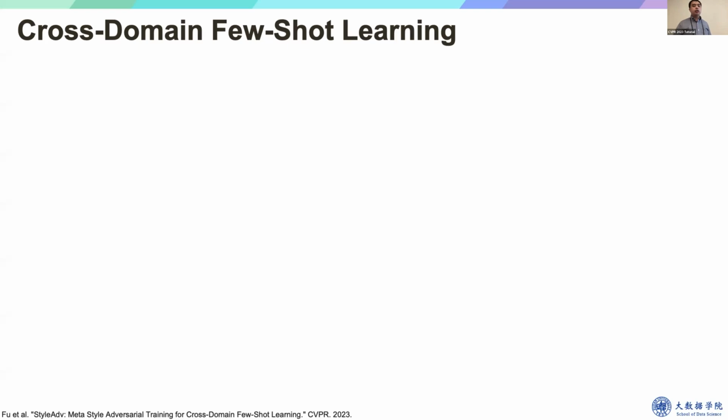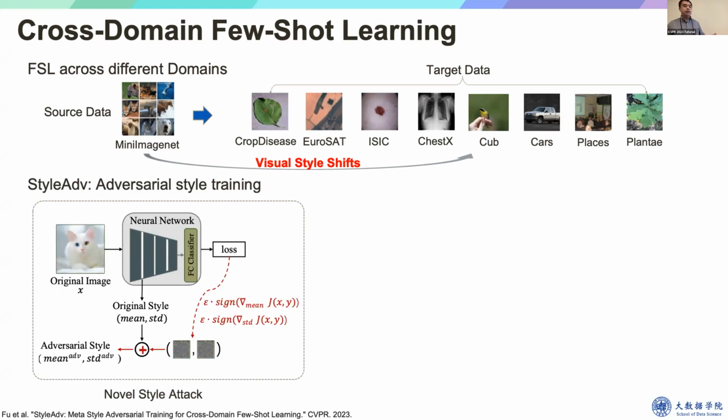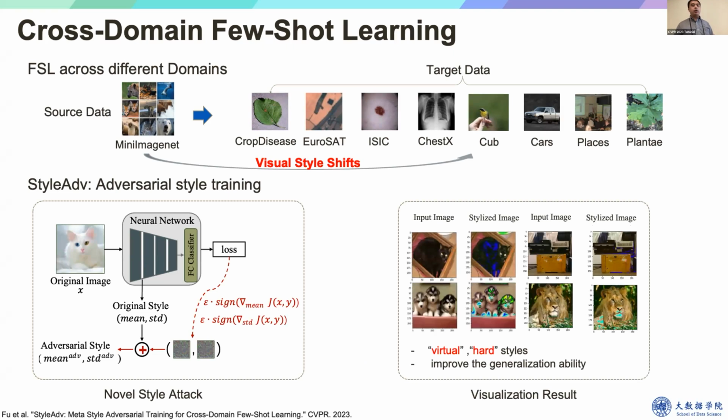For single-source cross-domain few-shot learning, we first notice that obvious visual shifts can be observed between the source and target data. This motivates us to tackle cross-domain few-shot learning by augmenting the visual styles of source images. To augment diverse new styles for source images, we propose a novel style attack method. Visualization results show that we can generate both virtual and hard styles, where hard means that our model will first attack the region that is used to recognize the class labels.